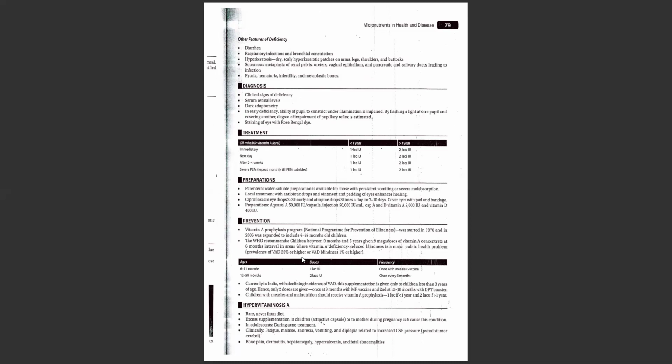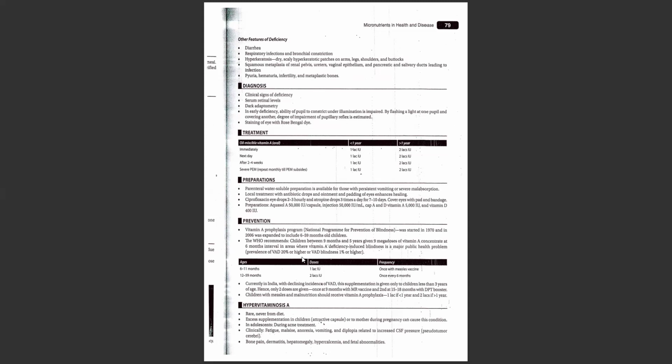Then, how will you prevent vitamin A deficiency? The vitamin A prophylaxis program, that is the National Program for the Prevention of Blindness, was started in 1970, and in 2006 was expanded to include 6 to 59 month old children. The WHO recommends that children between 9 months and 5 years be given 9 mega doses of vitamin A concentrate at 6 month intervals in areas where vitamin A deficiency induced blindness is a major public health problem.